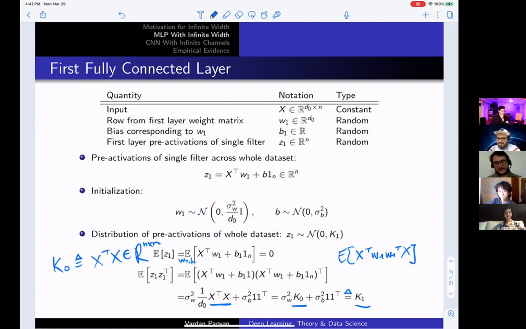So K0 is of size sample size by sample size. And K1 is also a matrix of size sample size by sample size. What is the difference between K0 and K1? Can anyone tell me? It seems like both matrices have the same dimensions. So why do we care about K0 and K1?